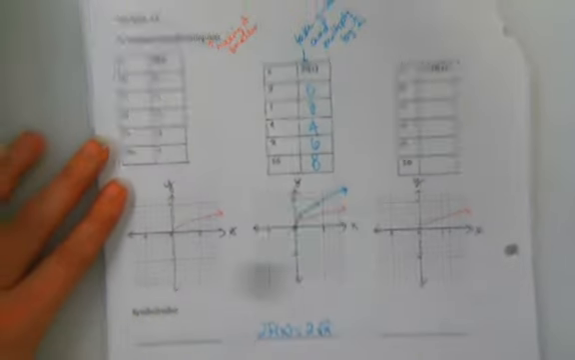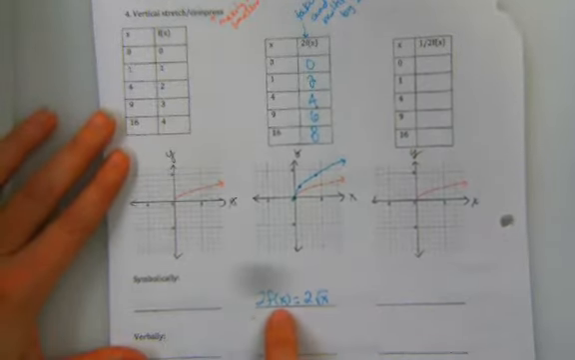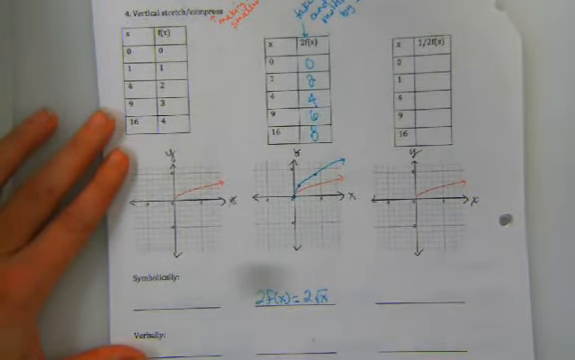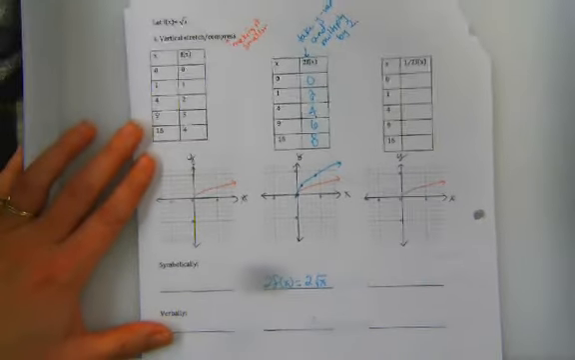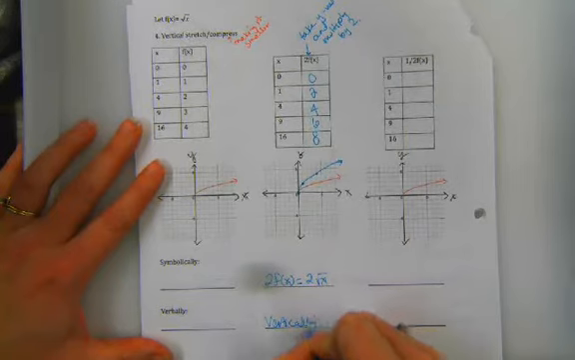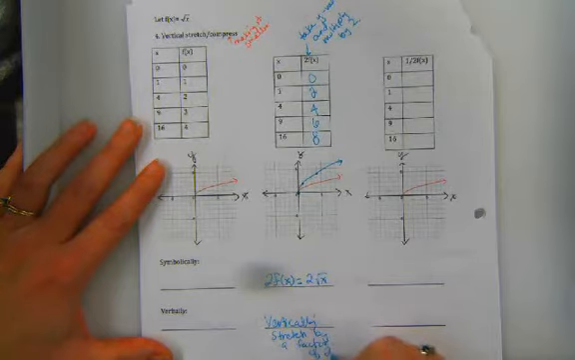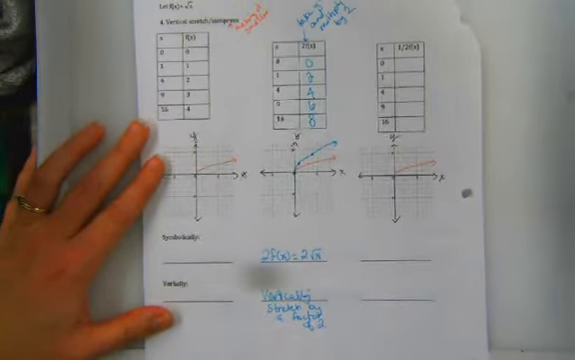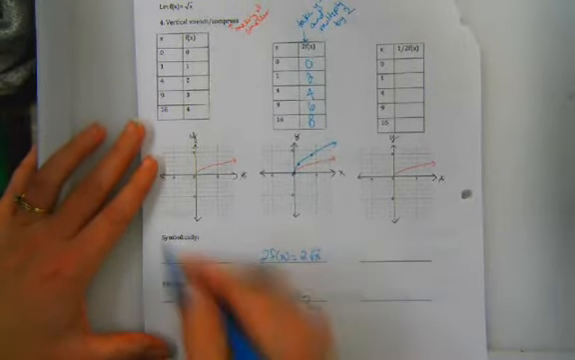2 times f of x equals 2 times the square root of x. When I say this verbally, it is vertically stretch by a factor of 2. I'll show that down. Vertically stretch by a factor of 2. Symbolically, by the way, the original function is the square root of x.